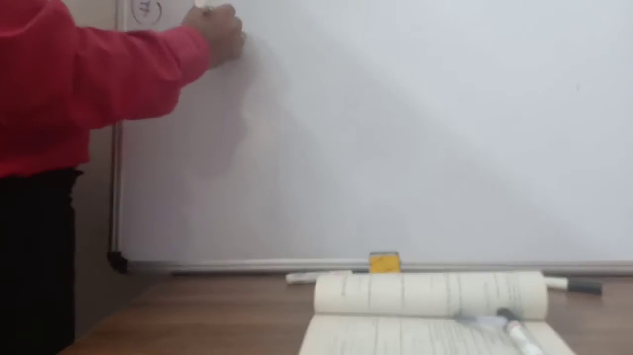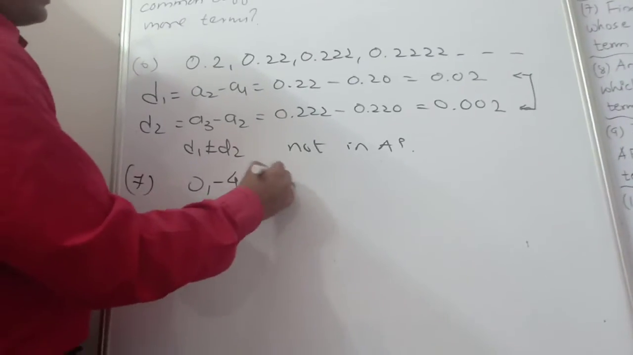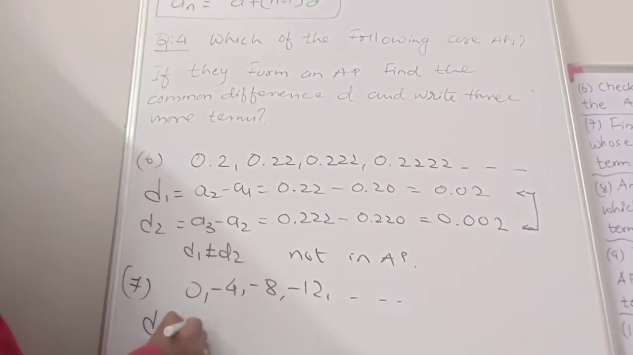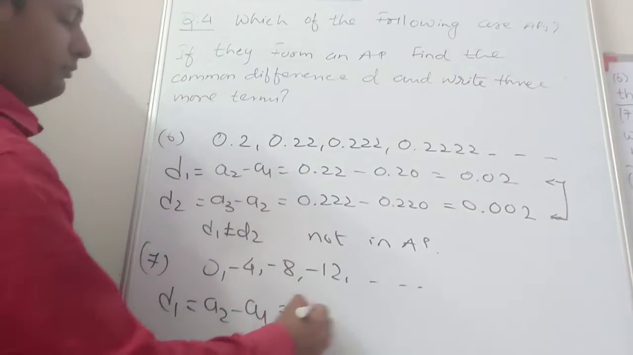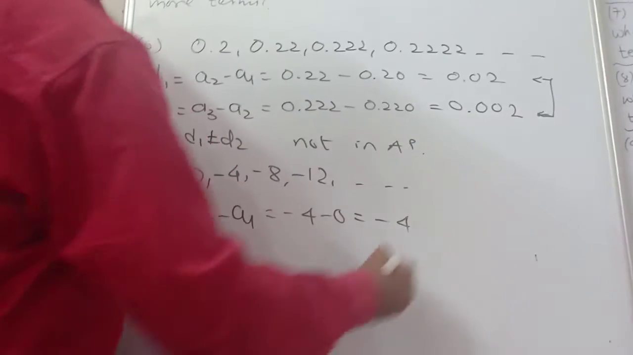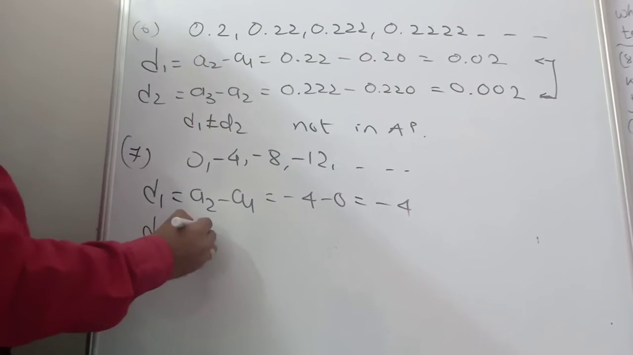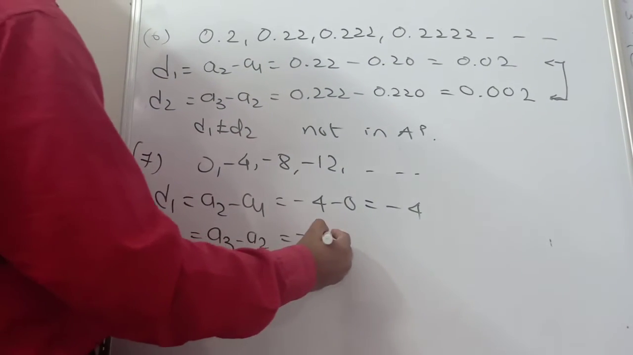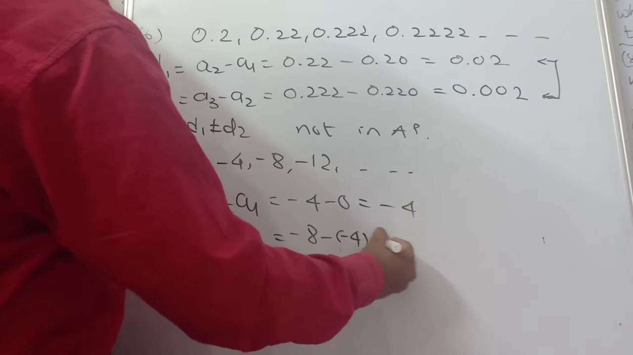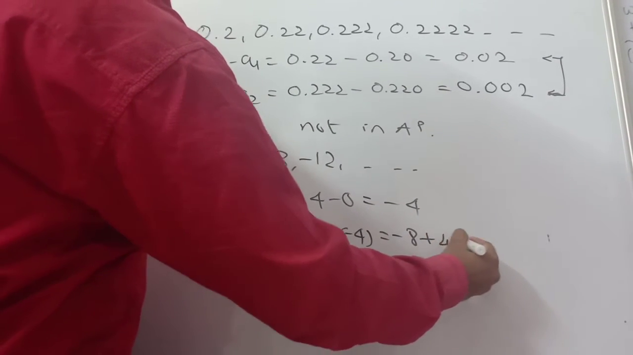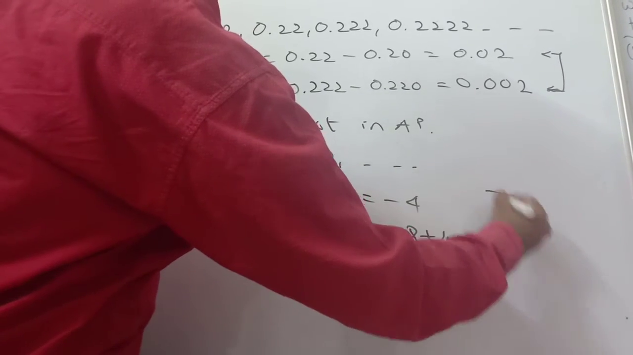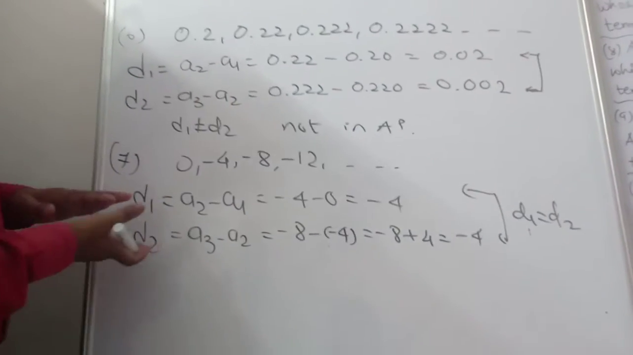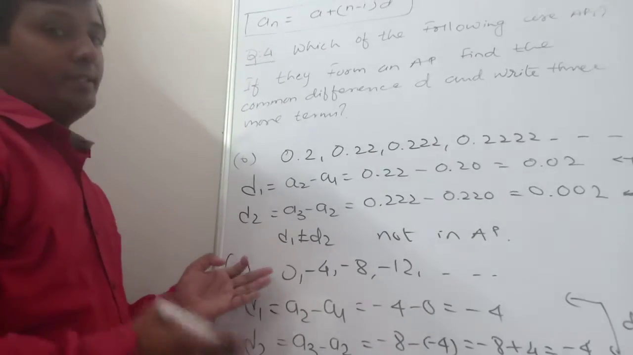Now question number 7. Here we have 0, minus 4, minus 8, minus 12. D1 is the second term minus the first term, so minus 4 minus 0 gives minus 4. D2 means A3 minus A2, the third term minus minus 4, so minus 8 plus 4 gives minus 4. So here D1 is equal to D2, which means this given progression is in AP.